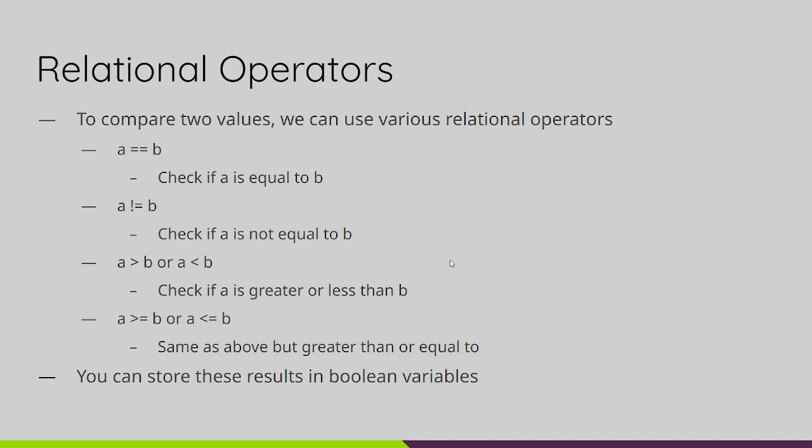We use relational operators in if statements to see whether or not the if statement is fulfilled. For example, the equals equals checks if A is equal to B, so we can say something like if variable is equal to 5, then do something. Exclamation mark and equals sign is not equal to, then we have greater than or equal to, less than or equal to, greater than, or less than.